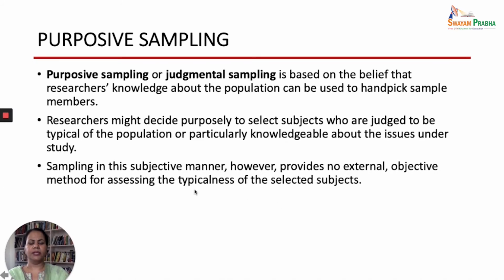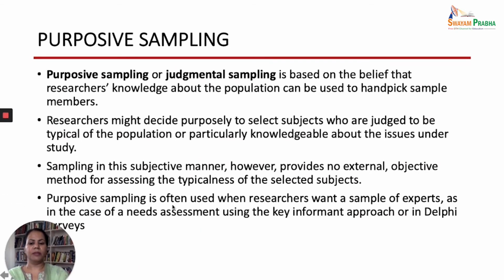Sampling in this subjective manner, however, provides no external objective method for assessing the typicalness of the selected subjects. This is purely the subjective feeling of the researcher. There is no objective method of assessing the typicalness of the selected subjects. So if the researcher feels that these subjects will be better able to provide information, then he may include them, and it is his own subjective feeling.